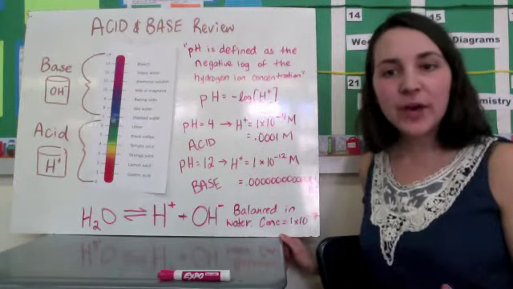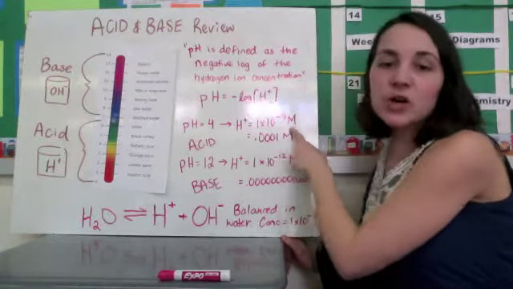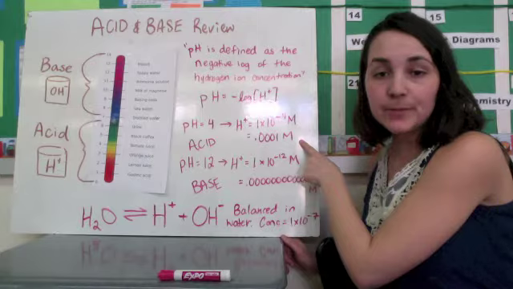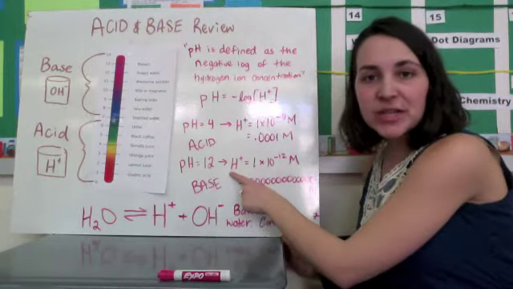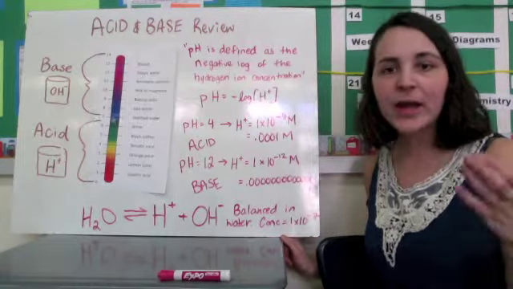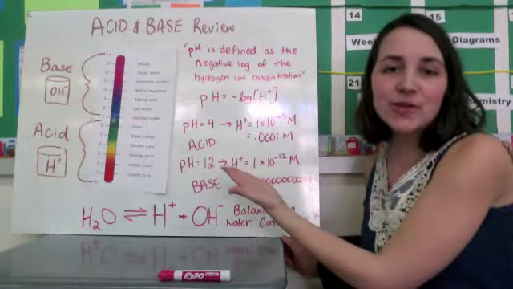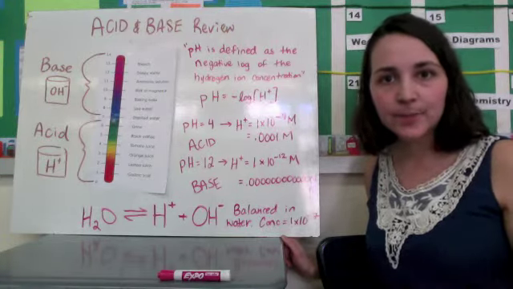Now this holds true for every pH value. No matter what your pH value is, you can plug it into this setup in order to get the H plus concentration. For our pH of 12, our H plus concentration is going to be 1 times 10 to the negative 12. You're simply plugging that pH value into 1 times 10 to the negative pH value.